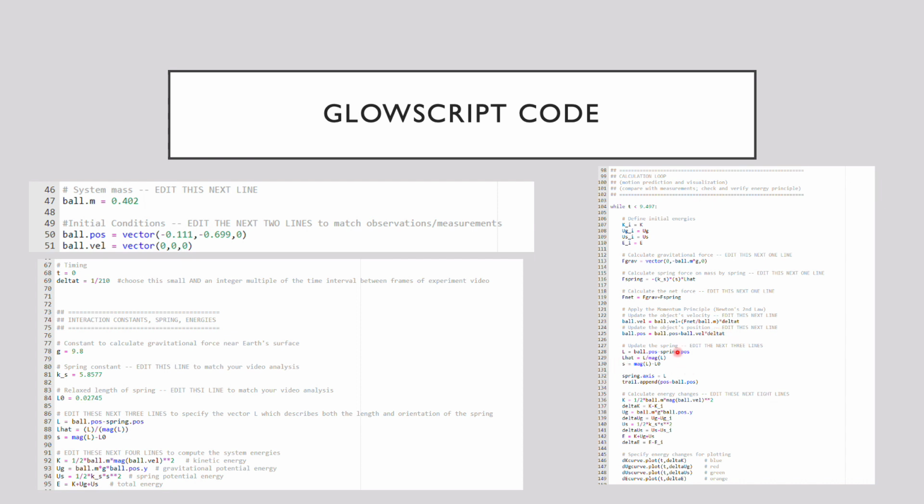Then you have the spring update, and here we're just going to use the formulas from before. The length is updated by the position of the ball minus the position of the spring, which is the origin. The direction of the spring stays the same, with the position over the magnitude of the position vector of the spring. And then you have s equals the magnitude of the spring vector minus the relaxed length. Then you have the change in energies: the final kinetic energy minus the initial kinetic energy, the potential energy minus the initial potential energy, the spring potential energy minus the initial spring potential energy, and then the change in energy being the energy minus the initial energy.